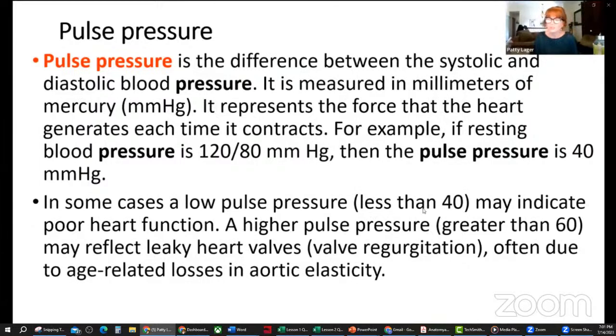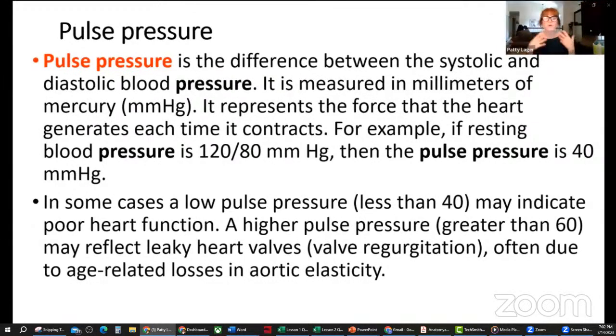So if the pulse pressure is too low, and I would say a pulse pressure of 40 is a low number, right? Even though it's normal for the allopathic community. But if it's below 40 for sure, usually that's associated with poor heart function. So when there's a smaller difference between the top number and the bottom number, that means the heart's not that healthy, right? And if it's a lot bigger, so let's say greater than 60, maybe it's 70, maybe it's 80, that's usually associated with leaky heart valves.